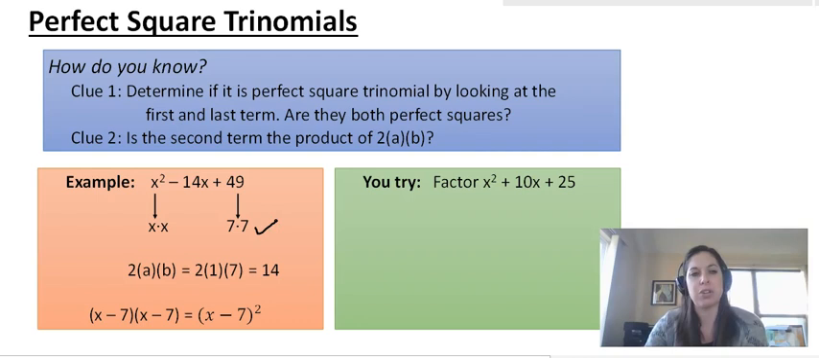Now, though, we need to make sure that our second term is the product of 2 times our a term times our b term. So in this case, remember there's that 1 there with that x squared. So my a is 1 and my b is 7. So I need to make sure 2 times 1 times 7 is equal to 14. Check, it is. So I know this is a perfect square trinomial. Because of my sign here being a subtraction, I know in my sets of parentheses it's going to be x minus 7 times x minus 7, or the same thing as x minus 7 squared.